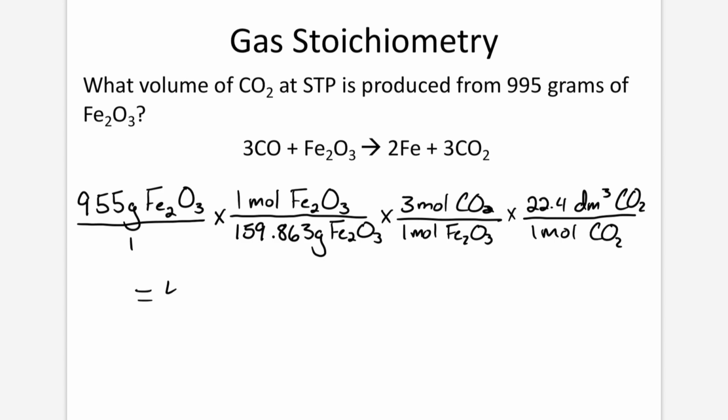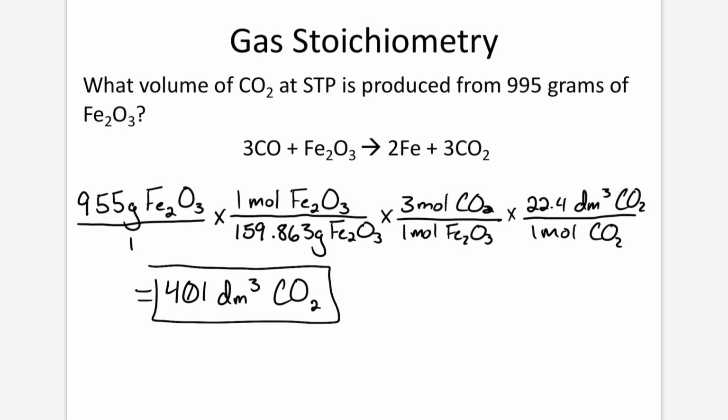And so we get a final answer of, rounding to sig figs, 401 cubic decimeters of carbon dioxide produced in this reaction. So when a gas is at standard temperature and pressure, we can do these problems like normal stoichiometry. The new part that we're going to learn today is what happens if they're not at standard temperature and pressure.